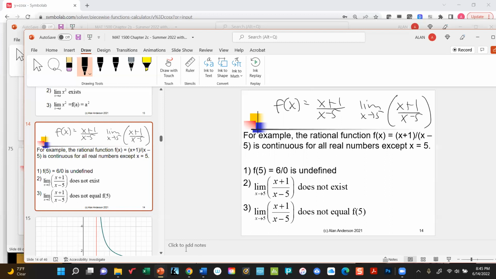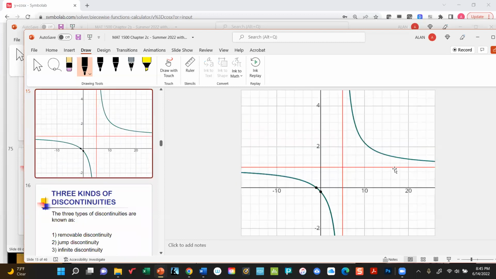Okay, let me show you a picture. Oh, here it is. Here's the picture. So you can see that when x equals 5, the limit from the right, let's say this is a, a is 5.